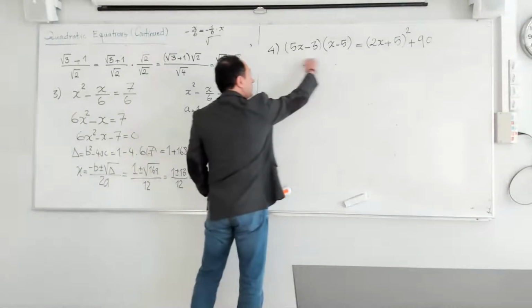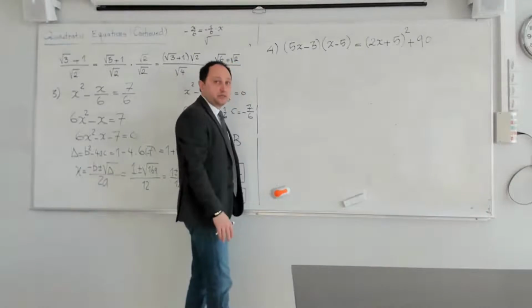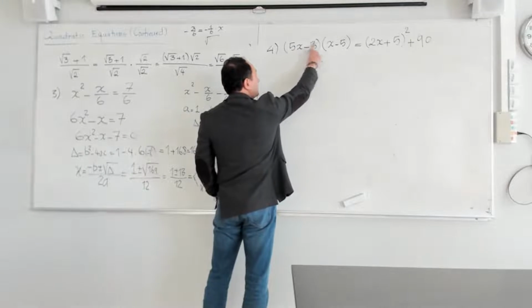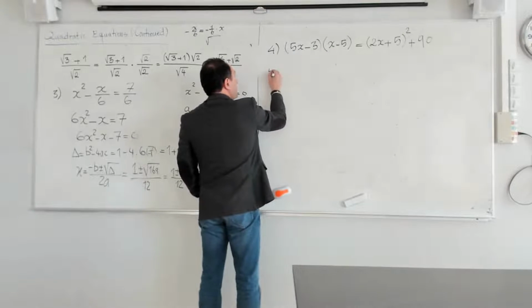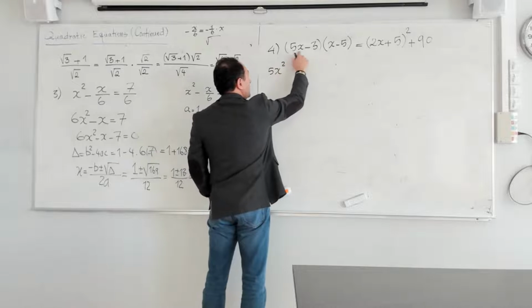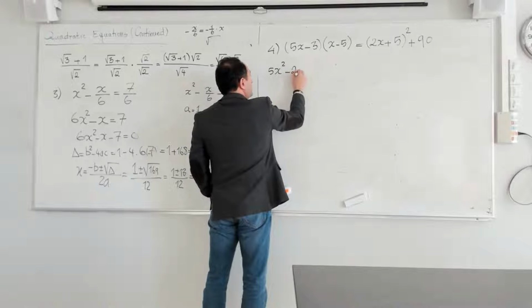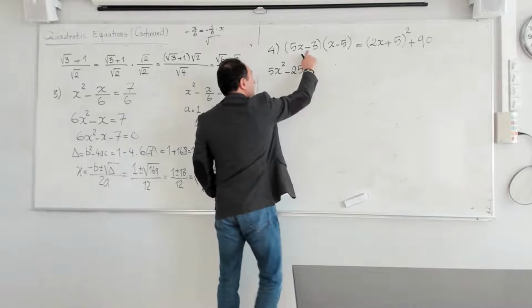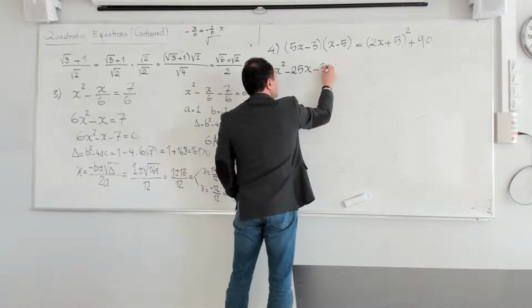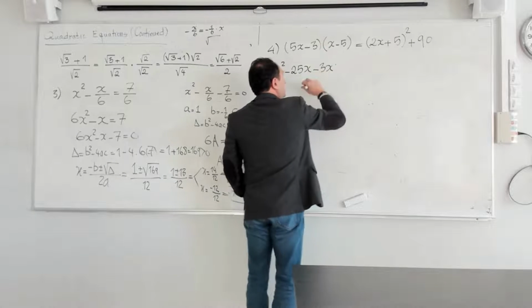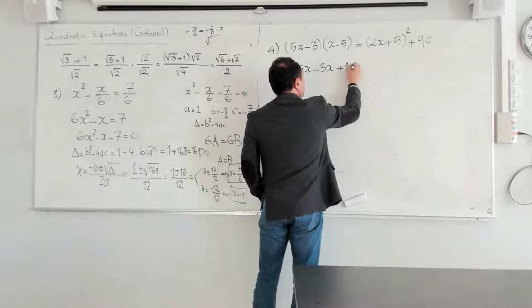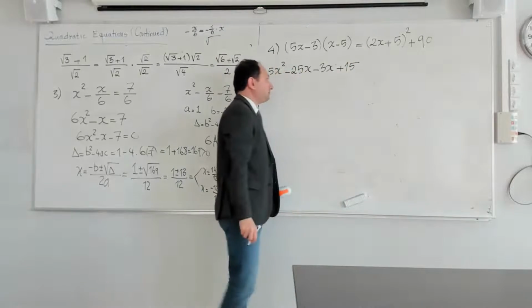So if I want to solve this, I will try to simplify it. So I will multiply this polynomial, so it becomes 5x squared. 5x times minus 5 is minus 25x. Minus 3 times x is minus 3x. Minus 3 times minus 5 is positive 15.